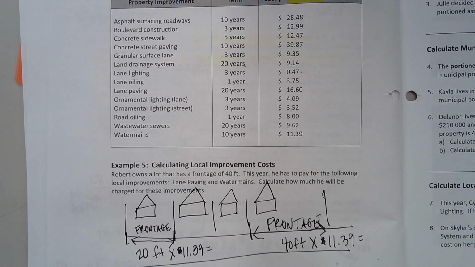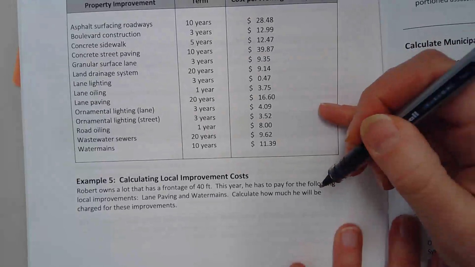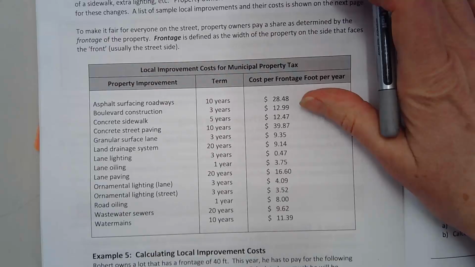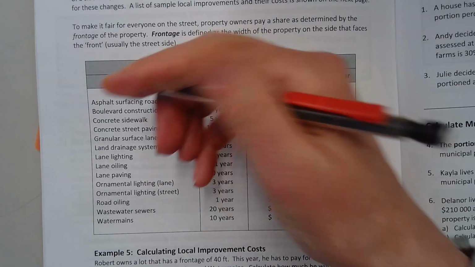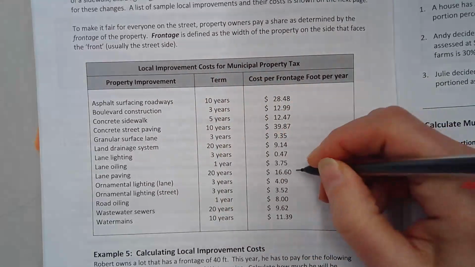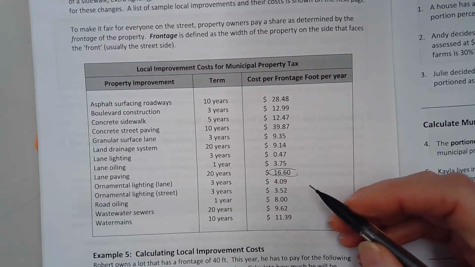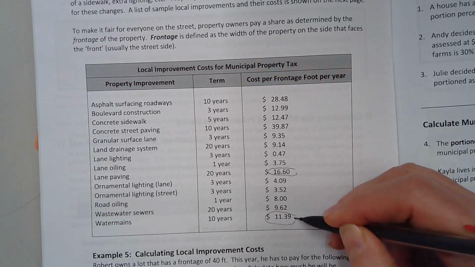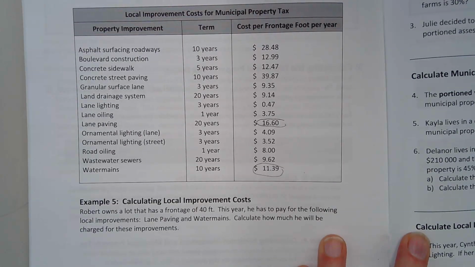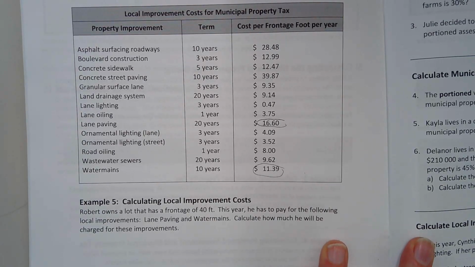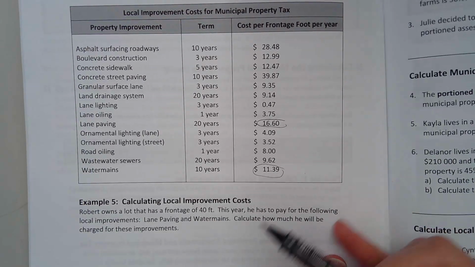This year he has to pay for the following home improvements. He's going to pay for lane paving and water mains. Okay. I think it's alphabetical, right? So here's lane paving, I'm just doing it in pencil lightly, and water mains. Oh, I actually just fluked on those numbers, you guys. I could have just used my 40 feet, right? Okay. Calculate how much he'll be charged for these improvements.